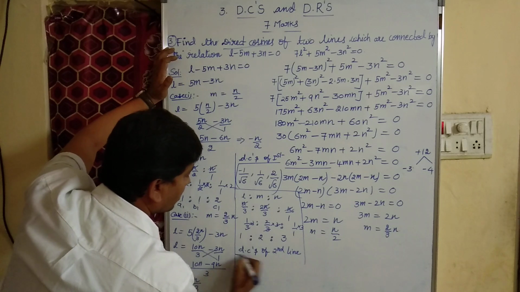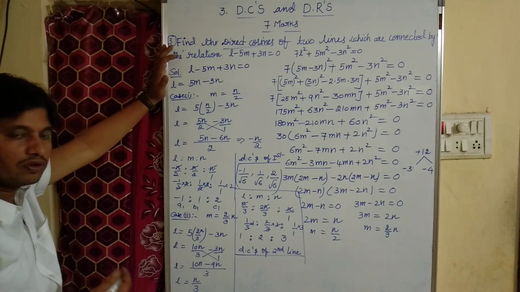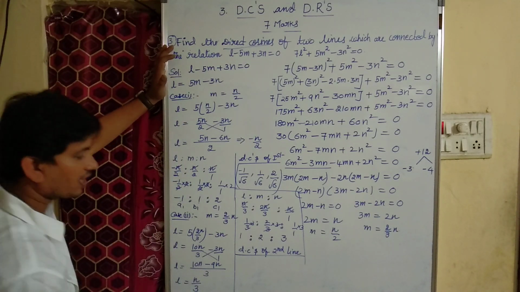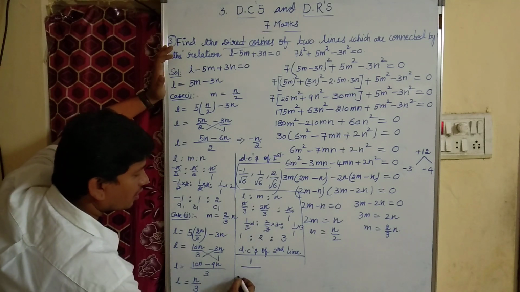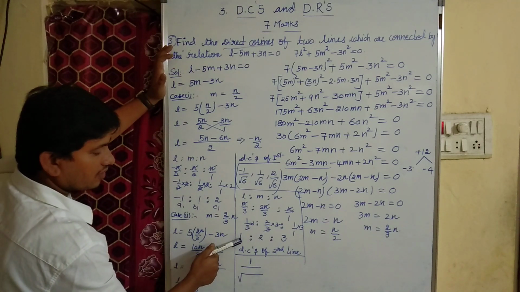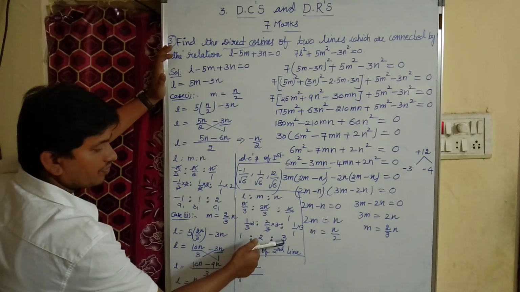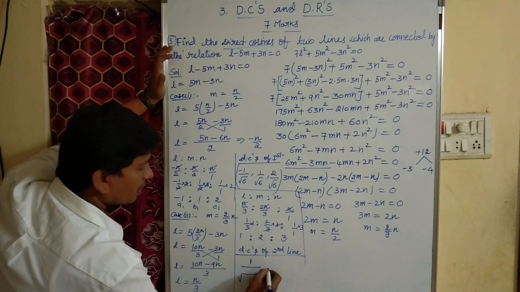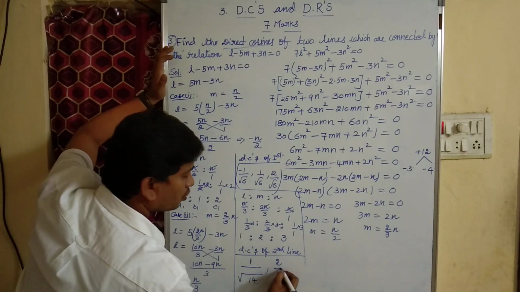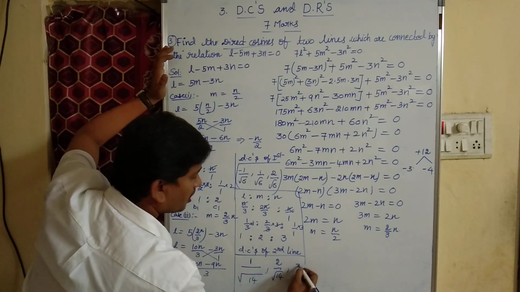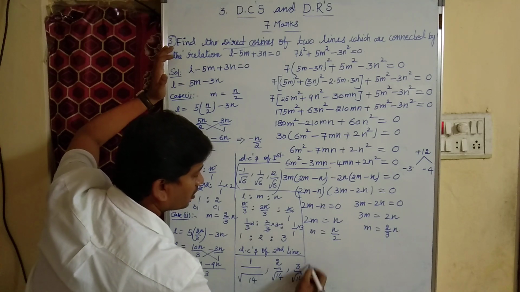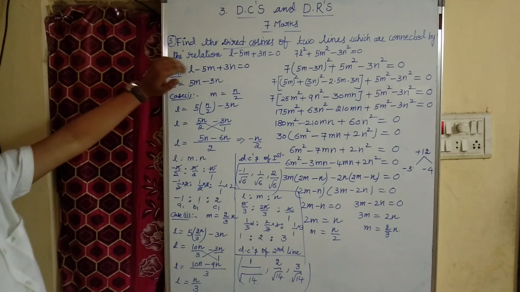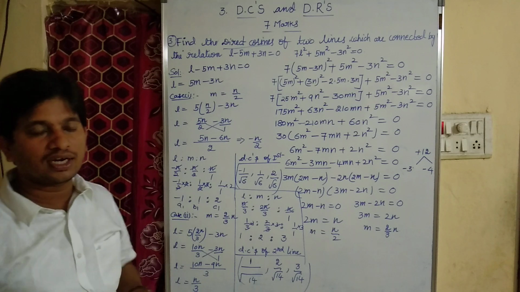Okay, again A1 by root over A1 square plus B1 square plus C1 square. I can write it as 1 by root over 1 square 1, 2 square 4, 3 square 9. 9 plus 4 is 13, 13 plus 1 is 14. I mean 1 by root 14, 2 by root 14, comma 3 by root 14. So actually they are asking to find the DRs of the first line and the DCs of the second line.